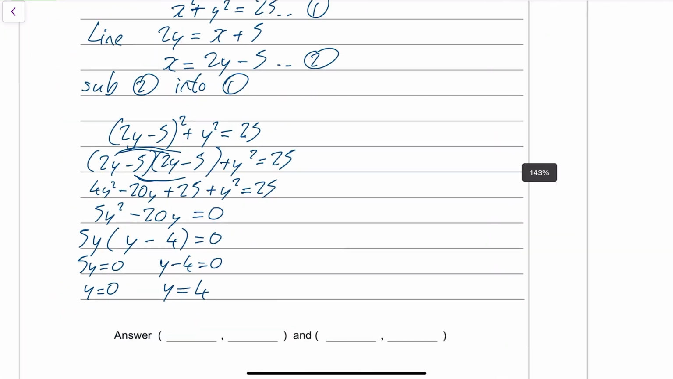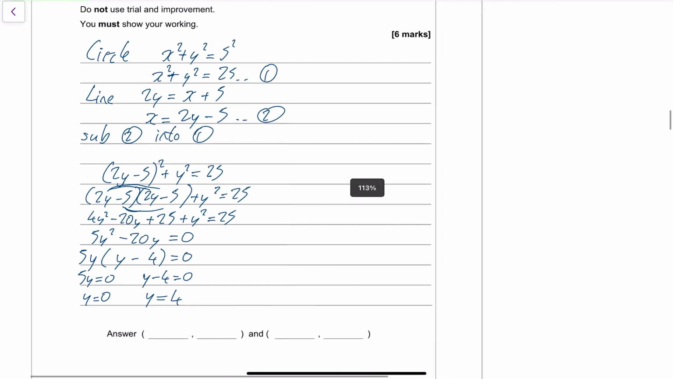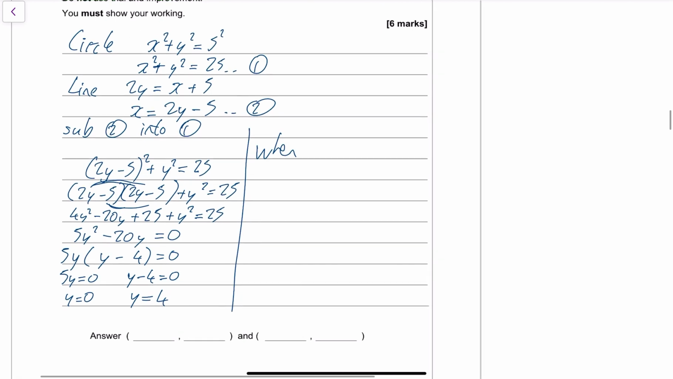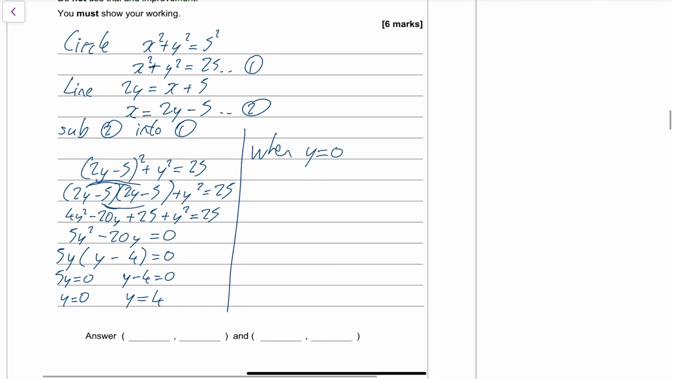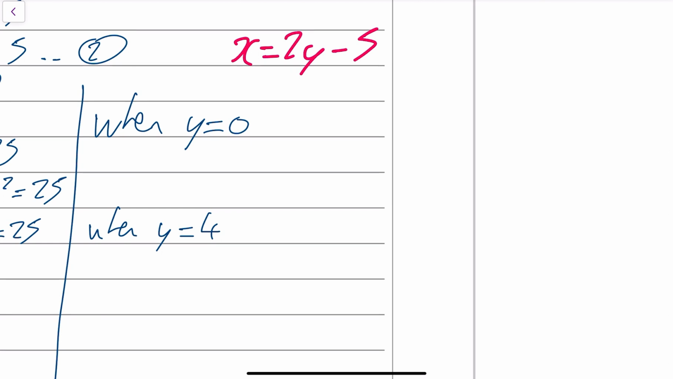You've done all that hard work, and they've sort of led you through it, showing you need the coordinates. You've got the y values. You need to find the corresponding x values. So let me write down the equation of my line, x equals 2y minus 5. When y equals 0, and when y equals 4. Okay, so there were my two y values. Find the corresponding x values.